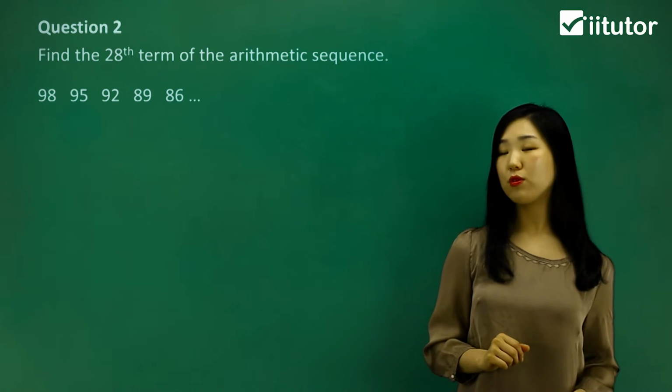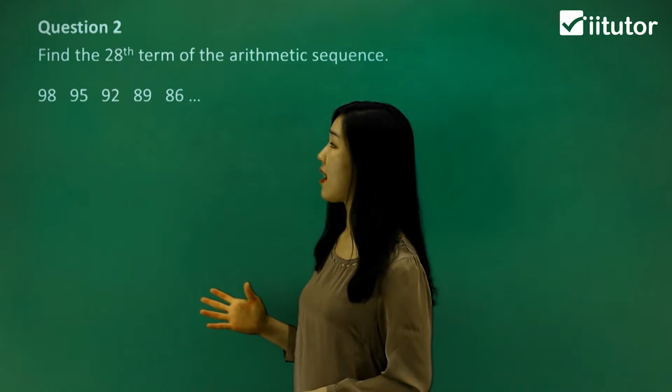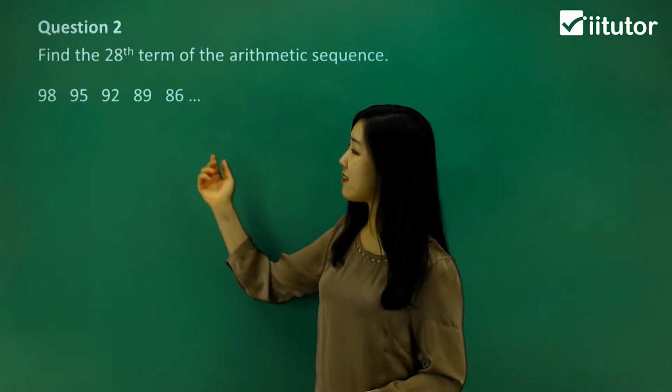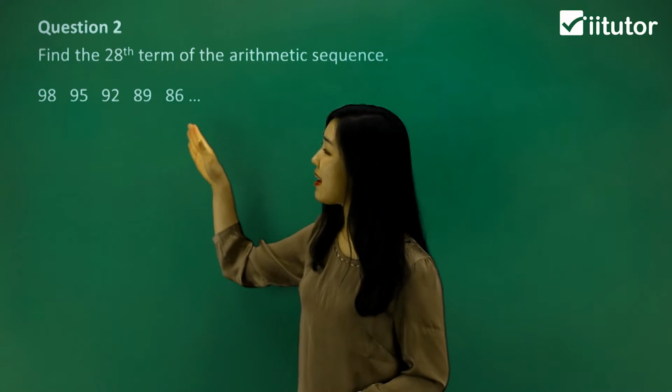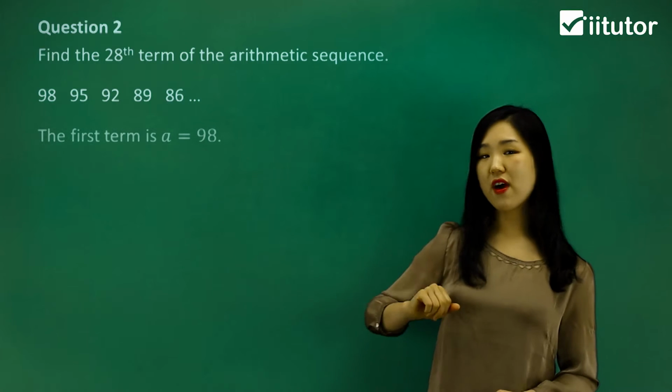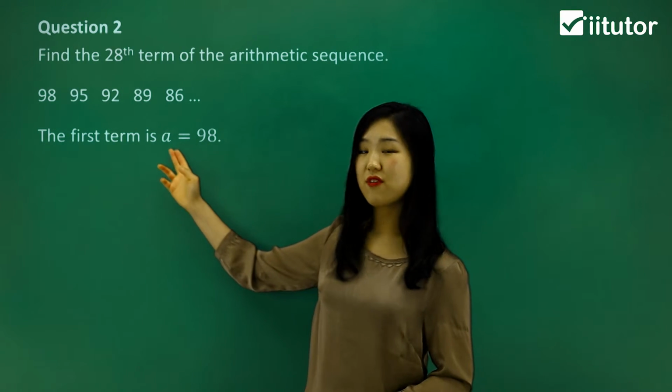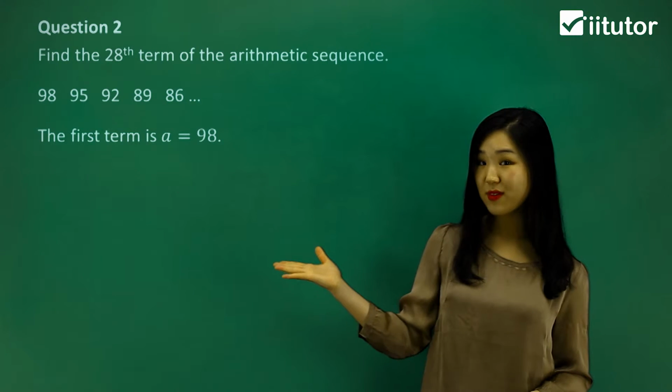Now we'll do another one. We'll do question 2. This time they want us to find the 28th term of the arithmetic sequence. Now again, here's our sequence, and you can see it's going down, isn't it? But first of all, the first term is simply 98. So the first term a is 98, the first one in the sequence.